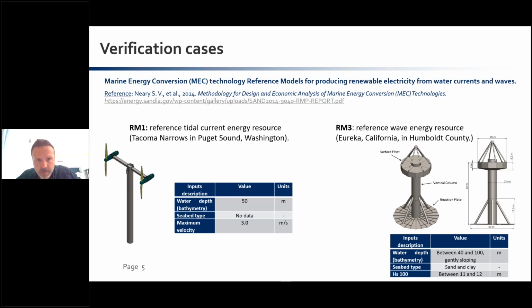The second one is the RM3 reference model, which is a wave point absorber designed for a reference wave energy resource model after a wave site near Eureka in California. On this site, the water depths are from 40 meters to 100 meters. And the centennial return value for Hs is between 11 and 12 meters.